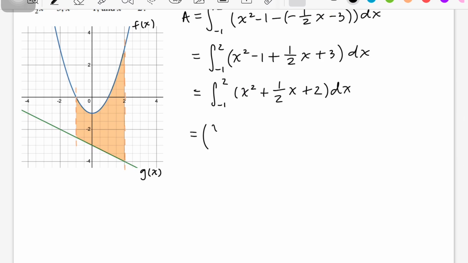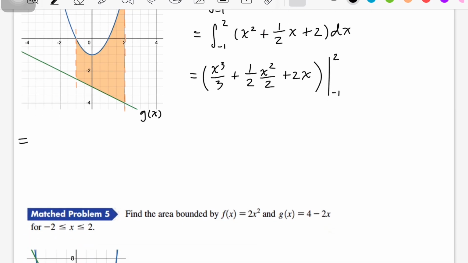So this will be x cubed over 3 plus 1/2 and then x squared over 2 plus 2x, and we're evaluating this at negative 1 and 2. Doing so, I'm going to need more room, so I'll write it over here. We'll get 2 cubed over 3 plus 1/2, and 1/2 is our coefficient for this x squared here, so we'll write this as 1 over 4 x squared.